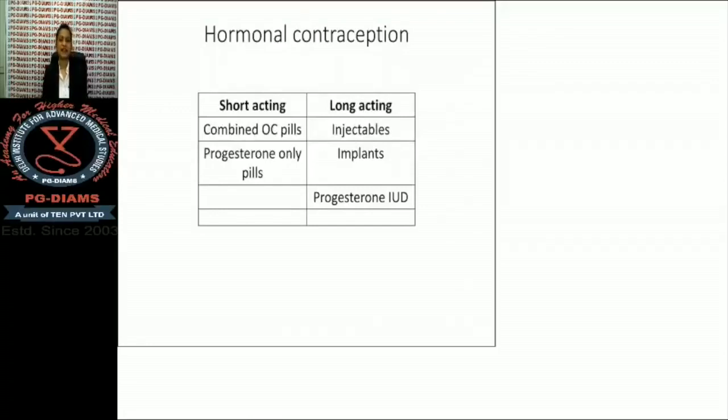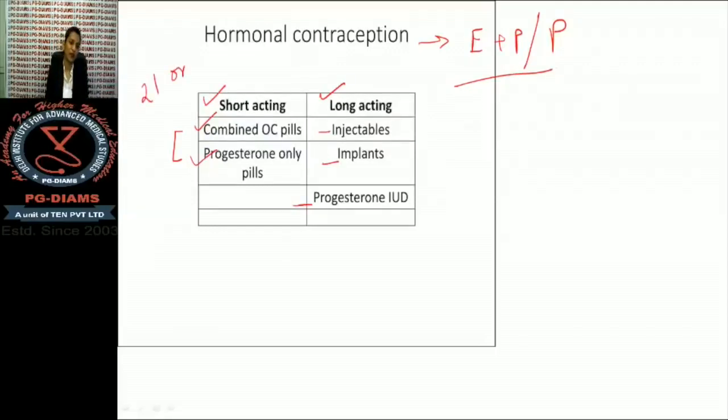Now they can be broadly classified. Hormonal contraception, we are only talking about hormonal contraceptions which contain E plus P, estrogen plus progesterone, or only progesterone. Short acting ones and long acting ones. The short acting ones are orally given: combined OC pills and progesterone only pills. Then there are long acting ones: injectables, implants and progesterone IUD. Now between these two you have to remember that combined OC pills are given cyclically. You give them for 21 or 24 days depending on the dosage and you give a 1 week gap, while progesterone only pills are to be taken daily without any gap.